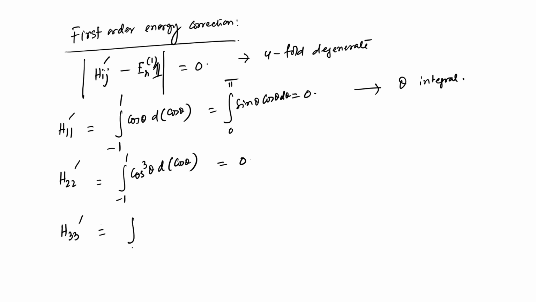So, this is equal to the integral from 0 to pi of sine square theta cos theta d theta, which is equal to 0, and similarly H44 prime is equal to 0 as well, for the same reason. So, all the diagonal terms are 0.